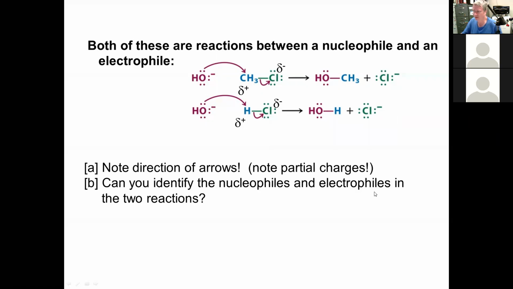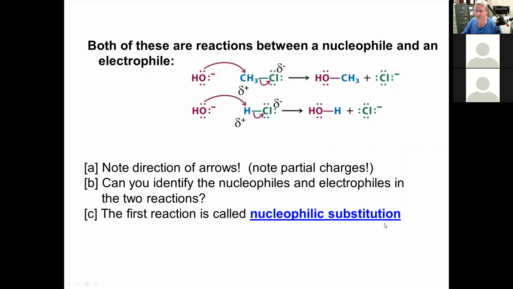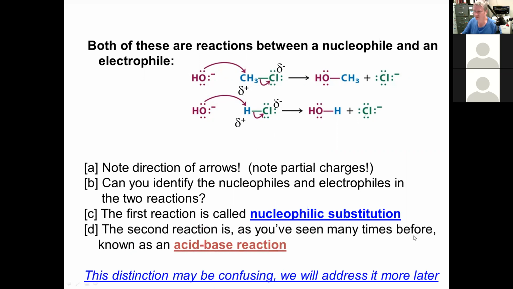Did you identify the nucleophiles and electrophiles? Well, we just did. Nucleophiles on the left, electrophiles on the right, okay? Sometimes in this case, I call the electrophile a substrate too. We'll see that word again, substrate. The first reaction is called nucleophilic substitution. This is chapter 6, I think. Yeah, or something. This will be an entire chapter on essentially this reaction. The second reaction, as you've seen many times before, is an acid-base reaction. It's not that exciting. This is kind of Gen Chem-ish. The distinction is a little confusing. We'll address it more later, all right?